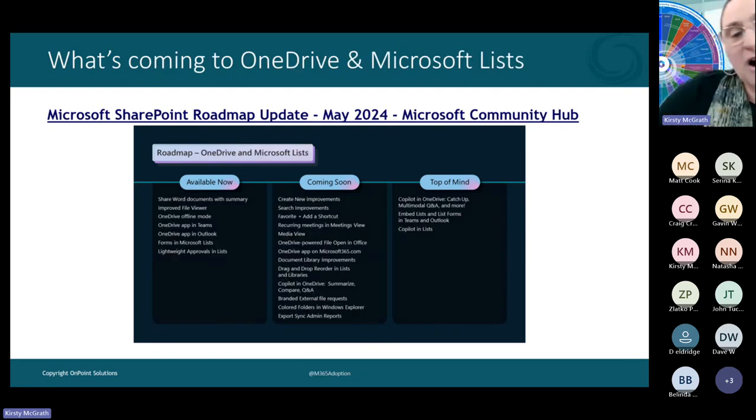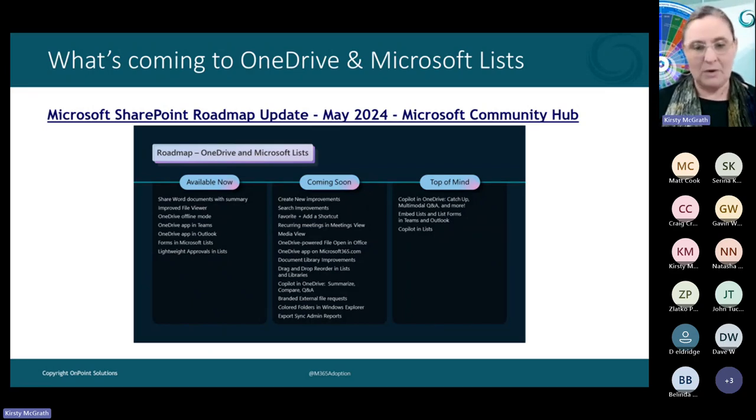Another one is OneDrive and Microsoft Lists. Lots of great stuff coming down the line when it comes to OneDrive as well as Lists. We're already getting some flowing through. It's hitting us now, but those colored folders in Windows Explorer, these are all things that I've already talked about. The drag and drop reorder in Lists and Libraries, I like it. So that's actually hitting us. So some of this we're talking about through literally this month.